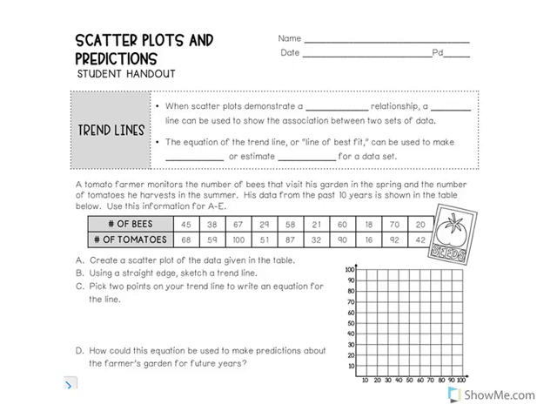All right, so scatter plots and predictions. We're going to start with trend lines. When scatter plots demonstrate a linear relationship, a trend line can be used to show the association between the two sets of data. The equation of the trend line or line of best fit can be used to make predictions or estimate solutions for the data.